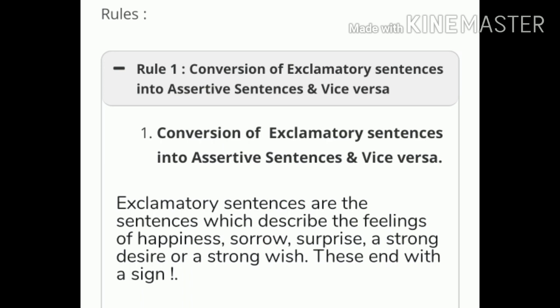Rule 1. Conversion of exclamatory sentences into assertive sentences and vice versa. Means assertive to exclamatory and exclamatory to assertive. Children, first you understand what are exclamatory sentences. Exclamatory sentences are the sentences which describe the feelings of happiness, sorrow, surprise, a strong desire, or a strong wish. These sentences end with the sign of exclamation. The word order of exclamatory sentences is slightly different from that of an assertive sentence.